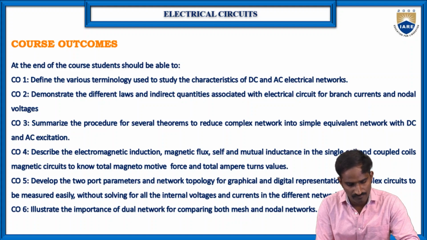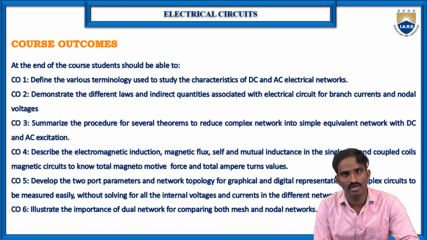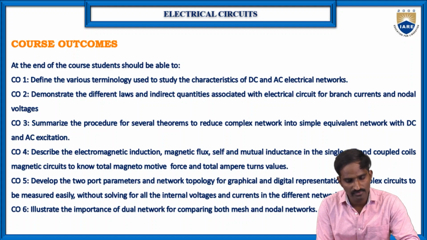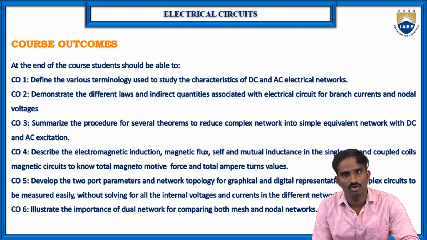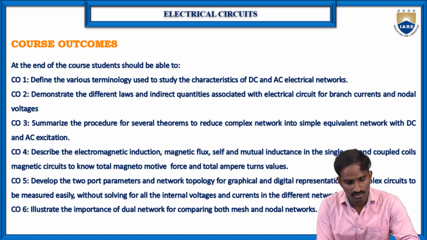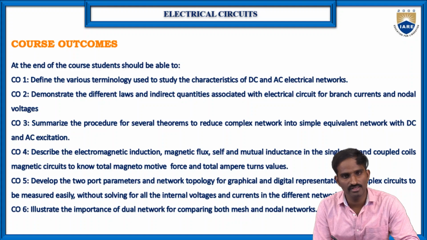Then coming to course outcome 5, at the end of the course, the student should be able to develop two-port parameters and network topology for graphical and digital representation of complex circuits to be measured easily. Which means, whatever the various network reduction techniques that we are going to use, or we are applying to reduce the network, why are we going to apply these various electrical network reduction techniques?